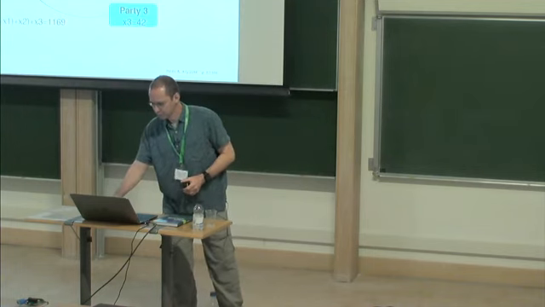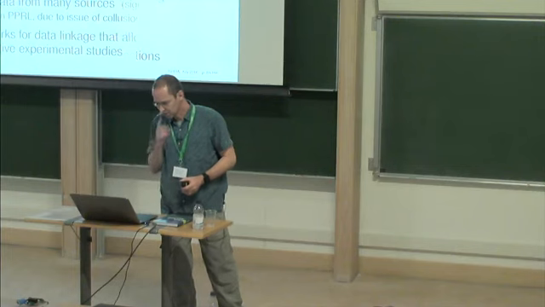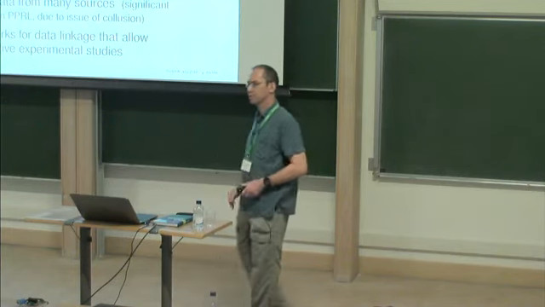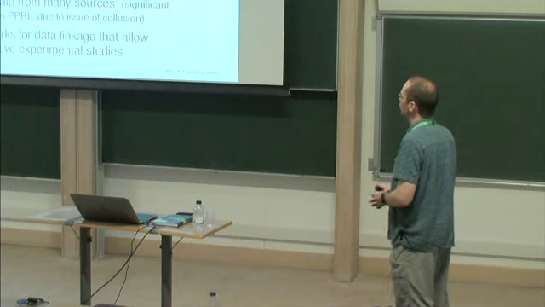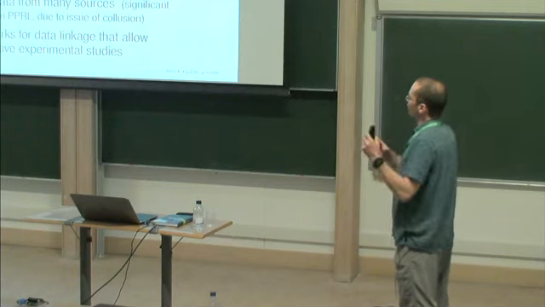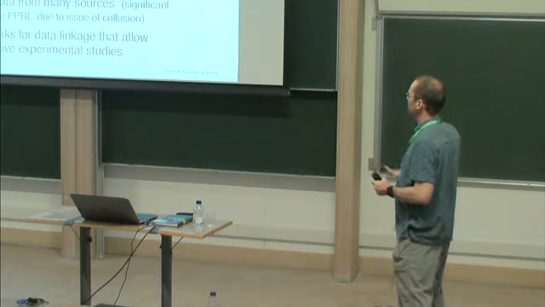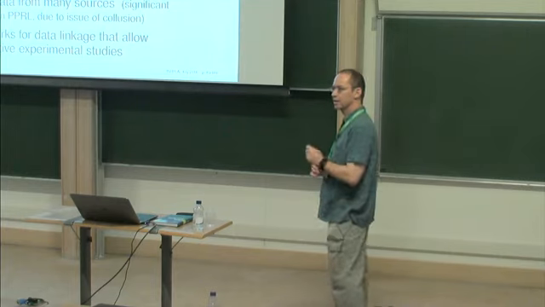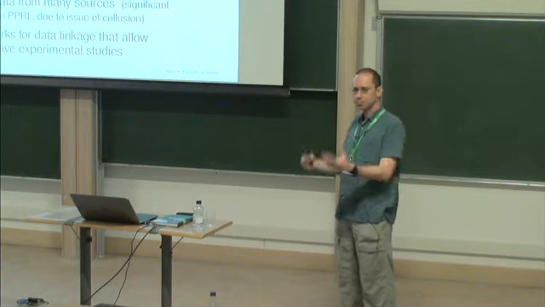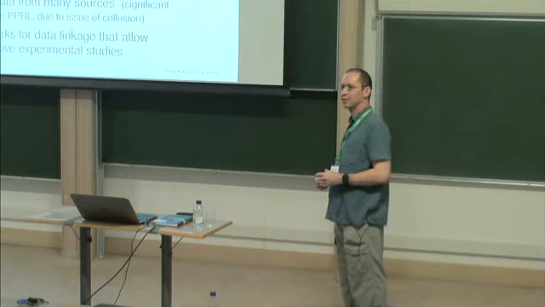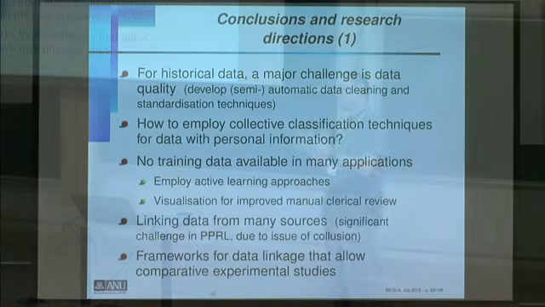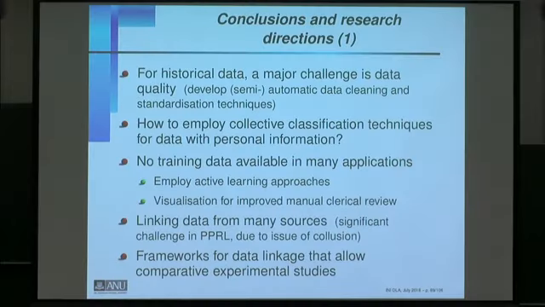Okay, so I've got four more slides with some conclusions and research directions, and some of them we can talk about later in the workshop and throughout the next few months. Having worked with historical census data and just historical data, I think data quality is a major challenge, and this whole thing of data cleaning. I know that historians spend a lot of time manually cleaning data, and that's where the computer science and the statistical community can contribute, coming up with semi-automatic techniques. I don't think it's ever going to be fully automatic.